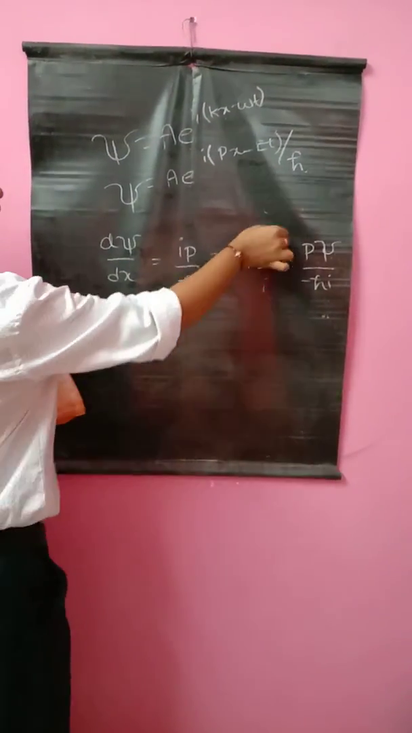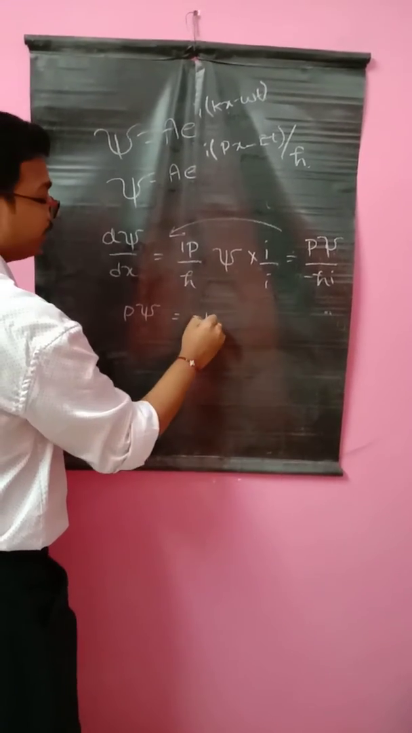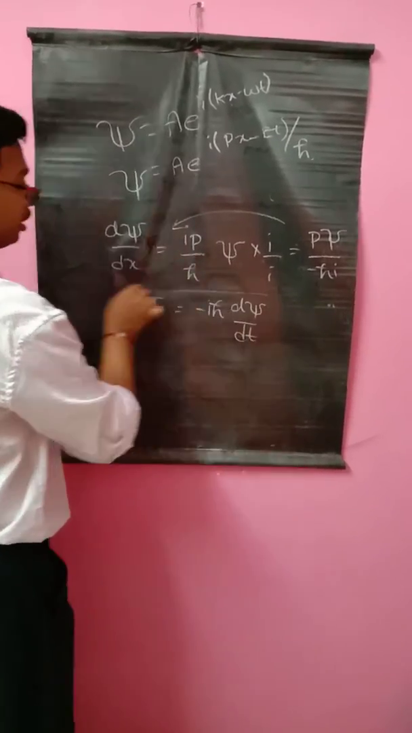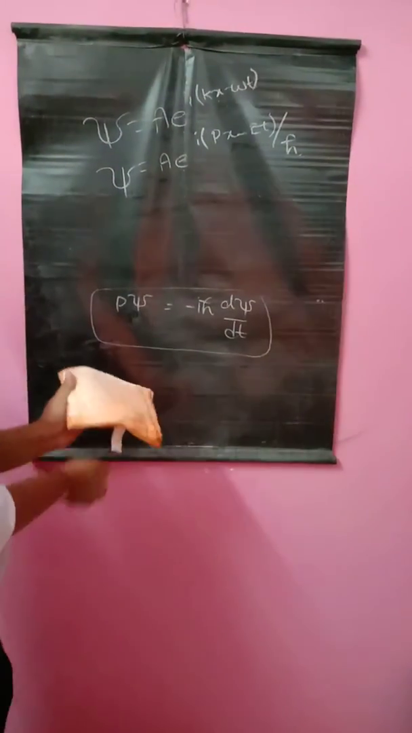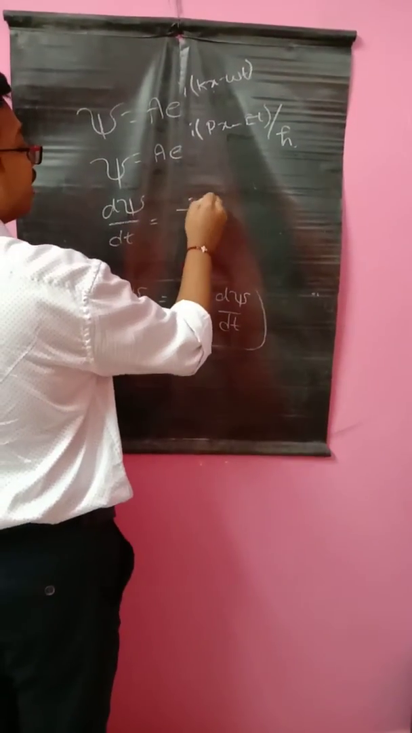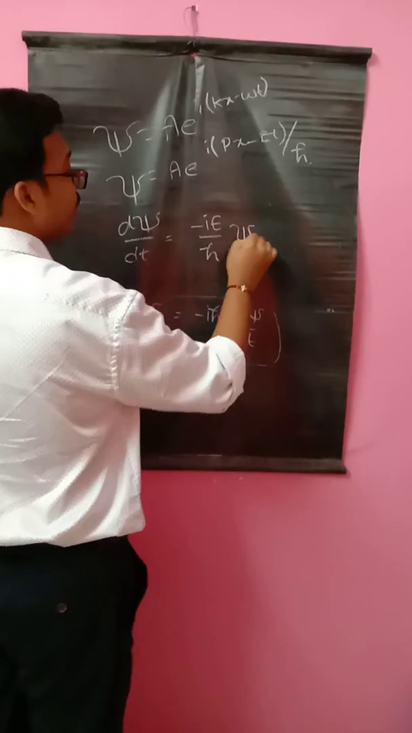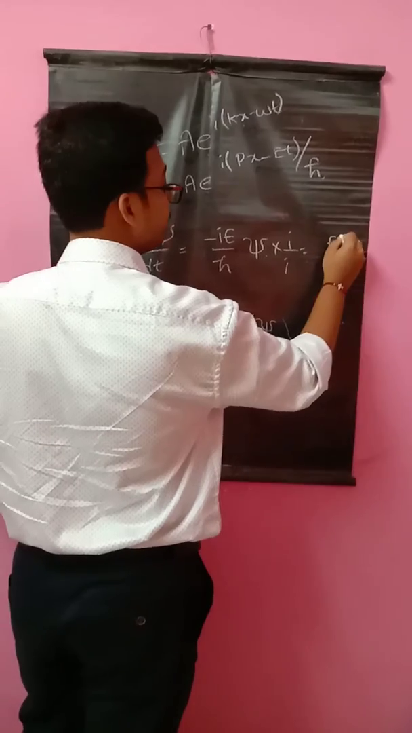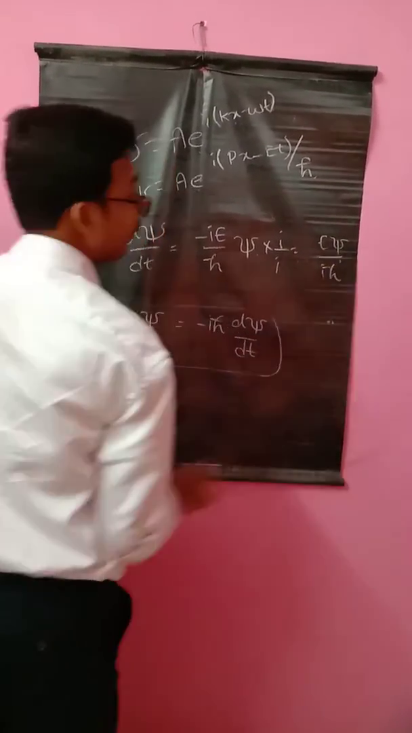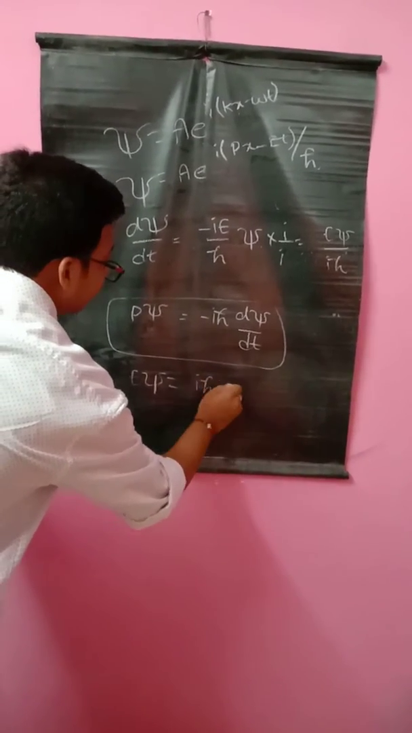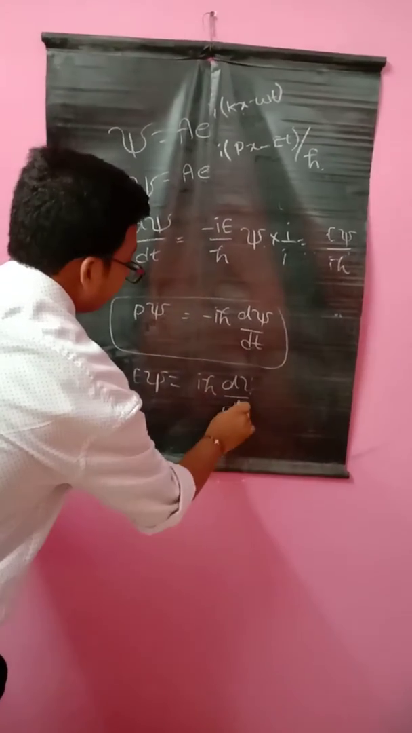Now remember the equation, and differentiating with time, d psi by dt is equal to minus iE by h bar into psi. On rearranging this, multiplying with i by i, we get E psi by i h bar. From this we can write E psi is equal to i h bar d psi by dt.